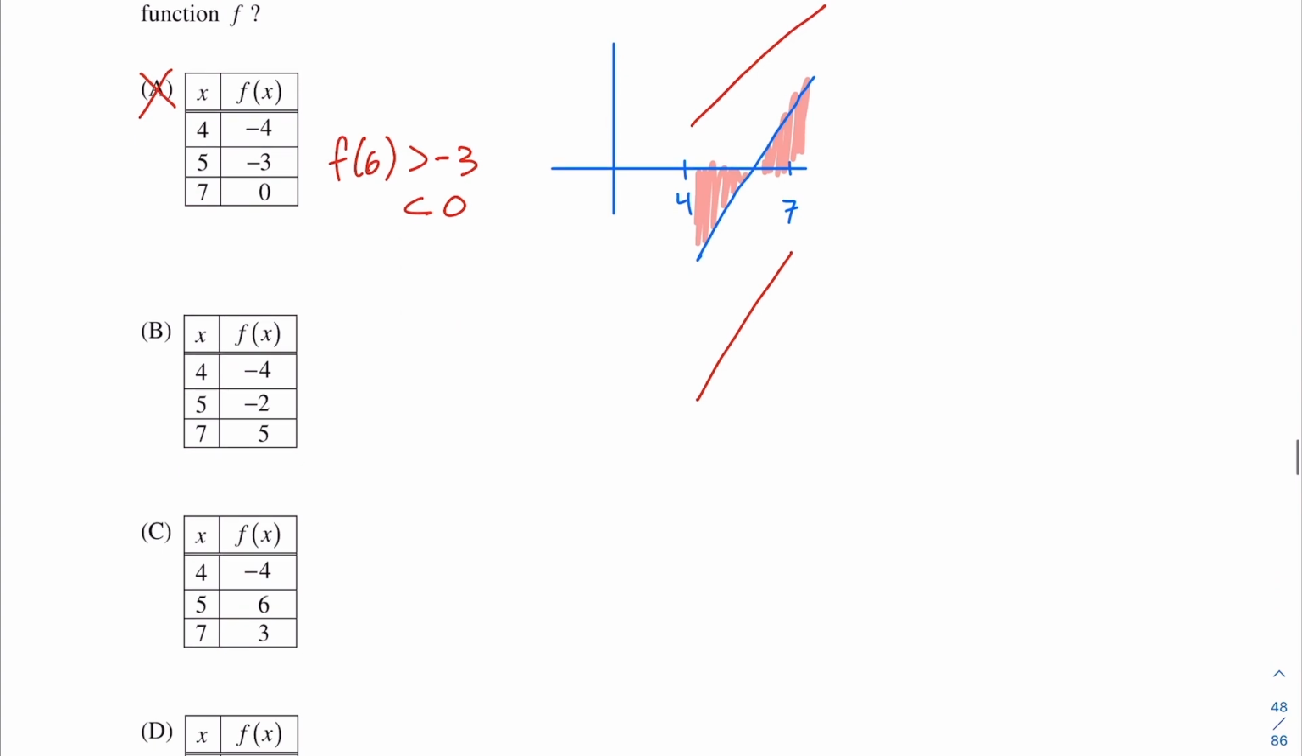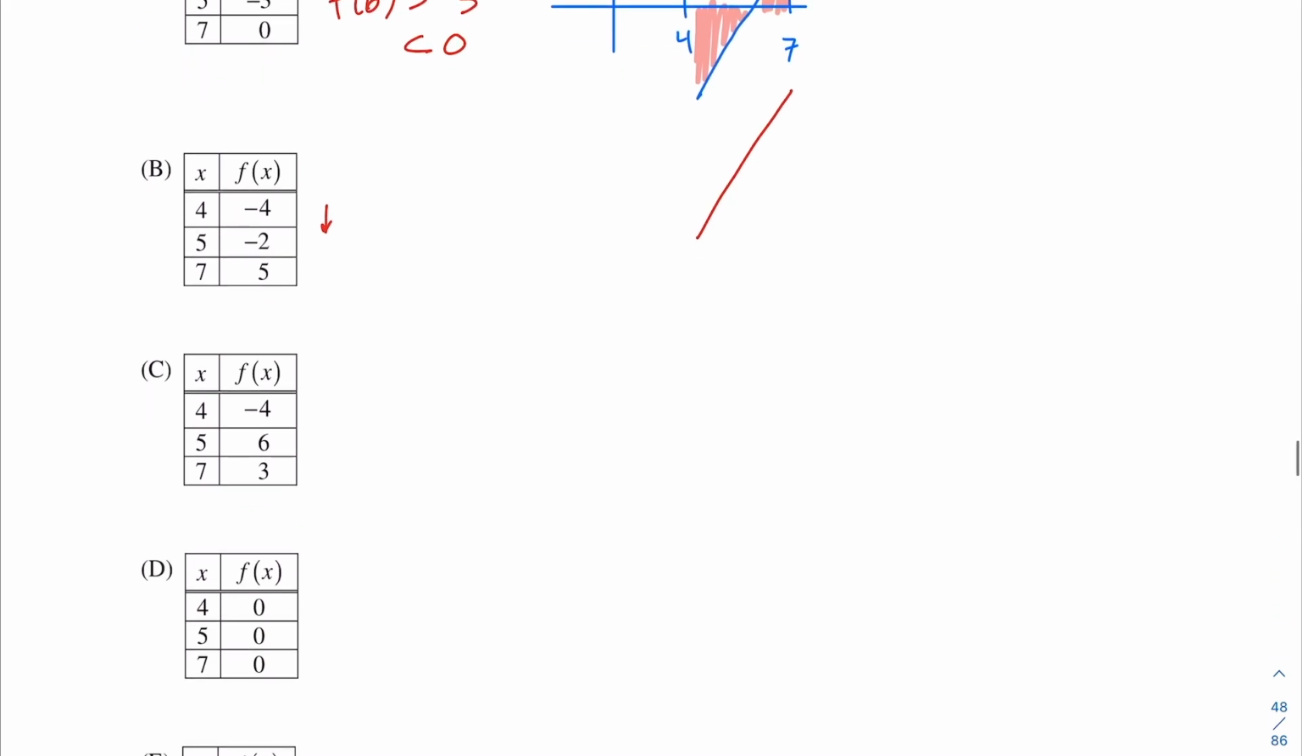If we go to B, we have negative 4 for f of 4, negative 2 for f of 5, and then a positive value for f of 7. So this one, it's actually plausible. These numbers are increasing. So negative 2 is greater than negative 4, 5 is greater than negative 2, and they're positive and negative values. So B could be the answer.